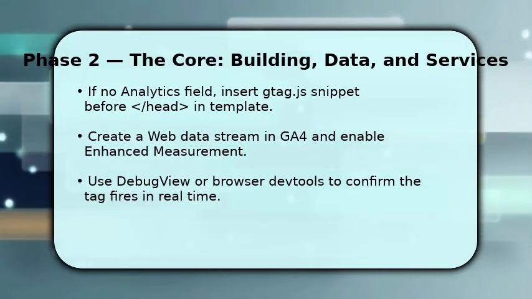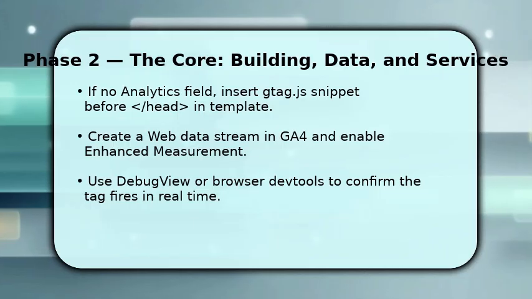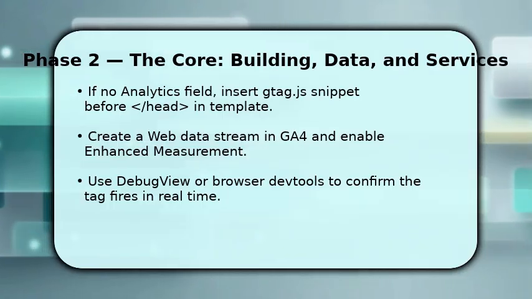Create a web stream inside your GA4 property and enable enhanced measurement so page views and basic events are tracked automatically. If Blogger lacked a dedicated field, edit theme, right arrow, edit HTML and paste the G tag JS snippet with your measurement ID just before the closing head tag, save and republish.